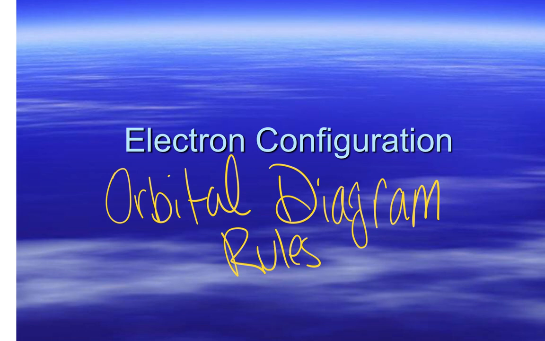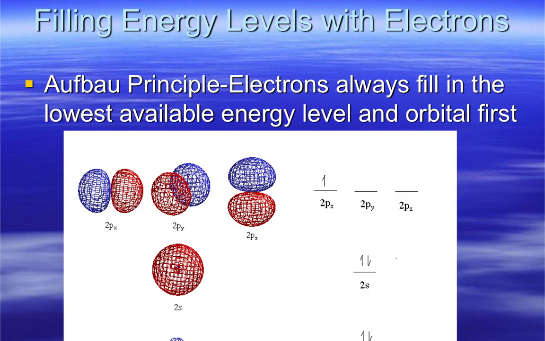So now we're going to talk about the orbital diagram rules, of which there are 3 for a high school chemistry student to know. Aufbau's principle says that we always have to fill the lowest available energy level first before we can continue on. And we have to give every orbital an electron before we can go back and give them an electron pair.